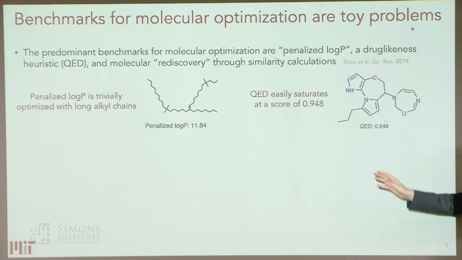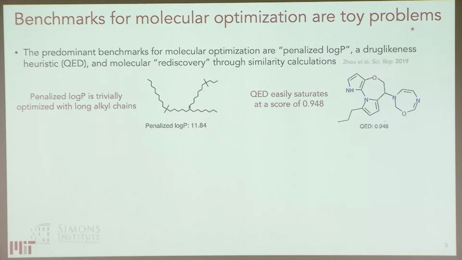So penalized log P is basically just a computed lipophilicity, you subtract some synthetic accessibility heuristic, you penalize rings and things like that. But if you just take a molecular structure and you generate a bunch of carbons, you win, right? You optimize this objective function, and so a generative model that just outputs the capital letter C and builds a SMILES string will maximize penalized log P.